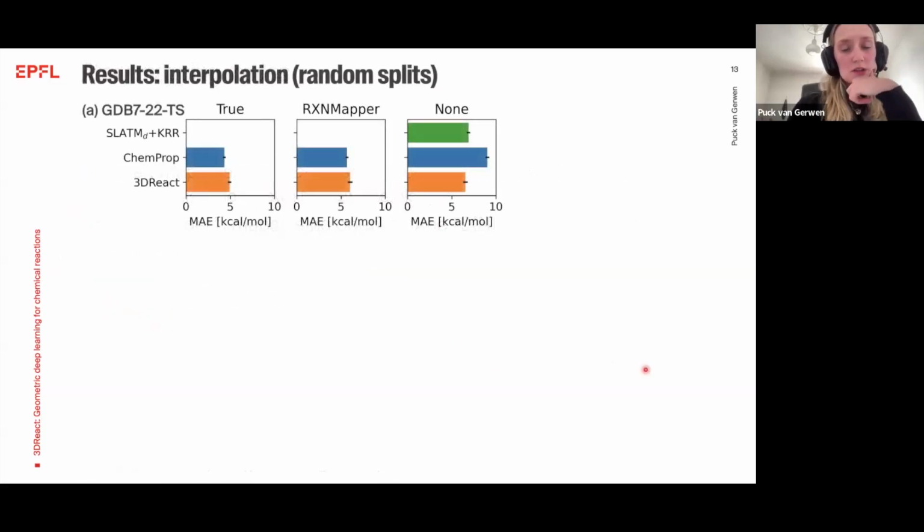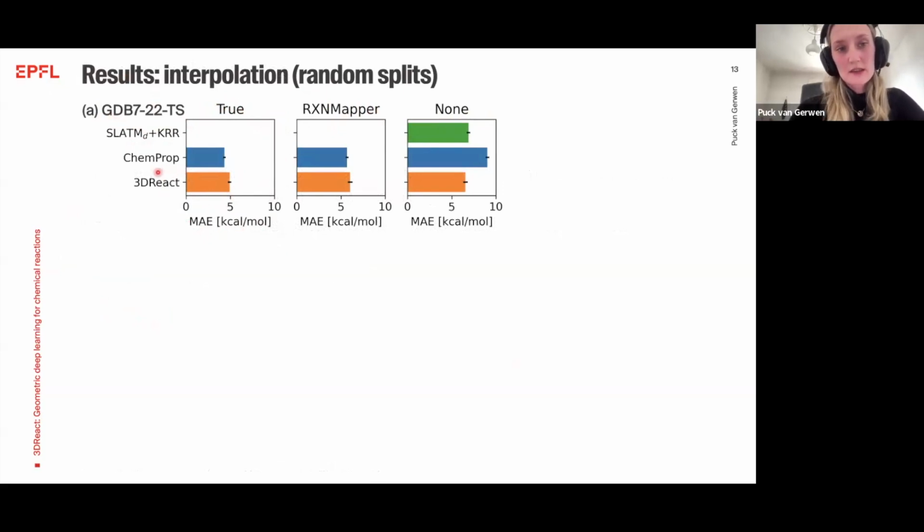So then to show you some results. I'm looking at this first data set, which had the mixed reaction classes, and I have these three different modes: the true mode, the reaction mapper mode, and the none mode. It's worth mentioning that in this true mode, 3D React, our model, is not the best model.